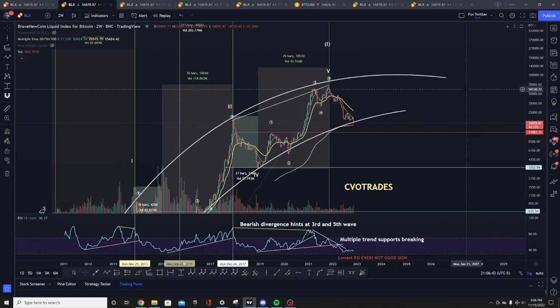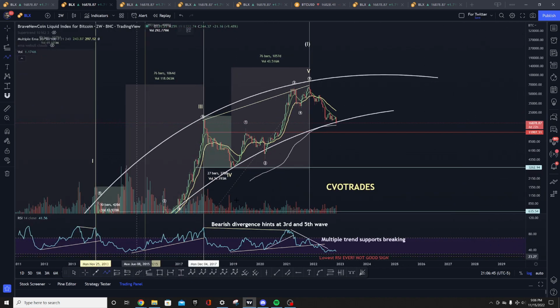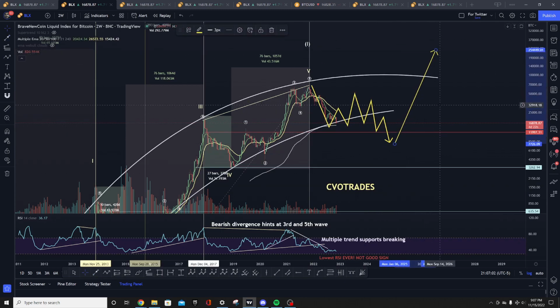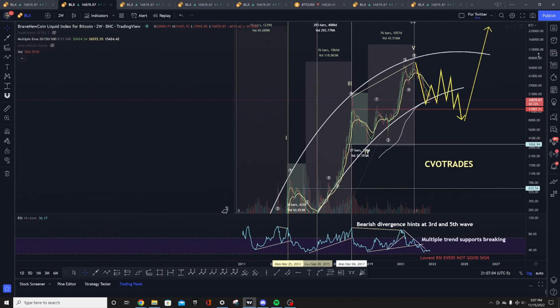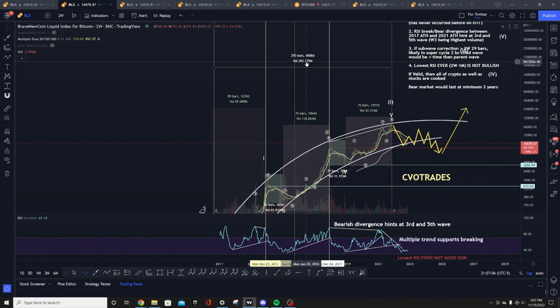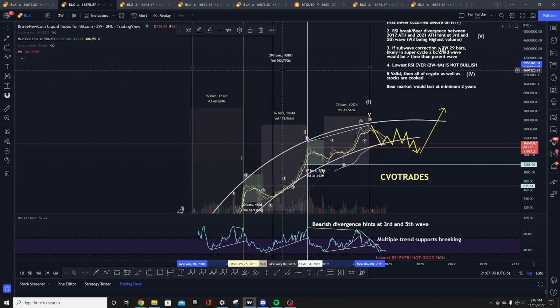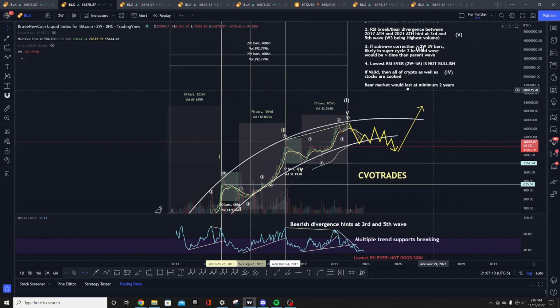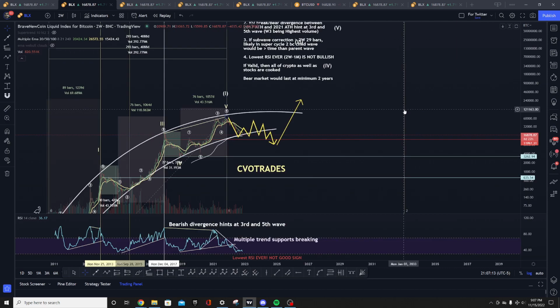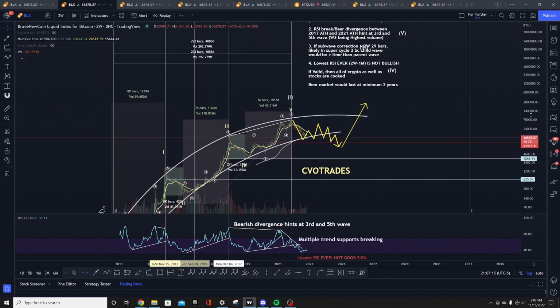Or if it wants to go sideways, then it could be ABCA, ABCB, and something like this, and then be sideways for a long period of time and then kick off. But the thing is that if this whole bull run was 293 bars, then the wave 2 would take us until like January 2033. Again, I don't know.